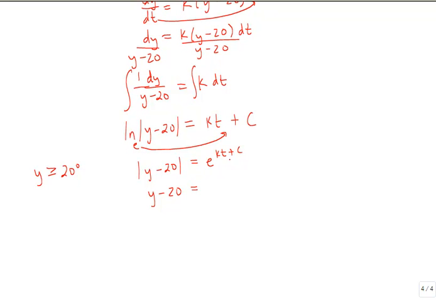On the other side, we're going to pull the same trick we did earlier. We're going to break this up into e to the kt times e to the c and just label this e to the c as a new constant, big C. So this right-hand side is just C e to the kt. And now if I add 20 to the other side, I now have a model.